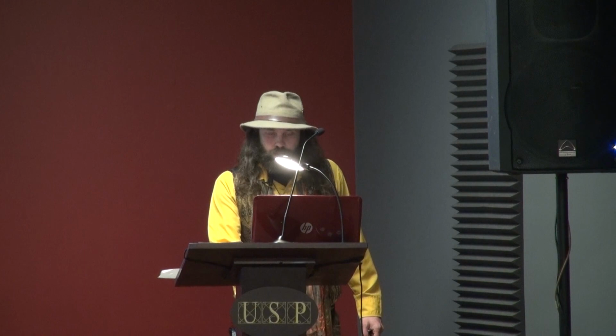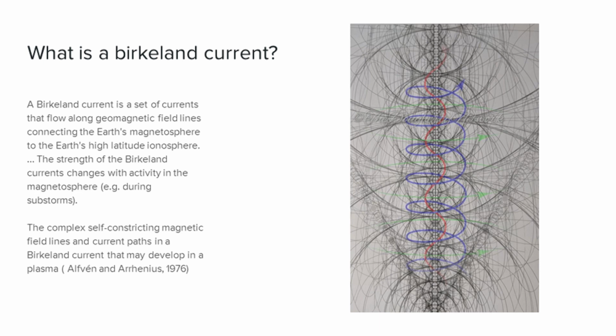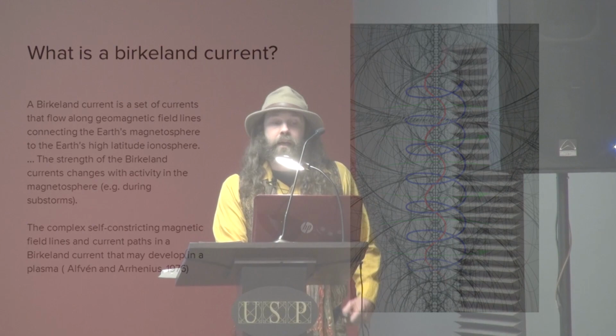A Birkeland current is a set of currents that flow along geomagnetic field lines, connecting the Earth's magnetosphere to the Earth's high latitude ionosphere. The strength of the Birkeland current changes with the activity of the magnetosphere during substorms. So the complex self-constricting magnetic field lines and current paths in a Birkeland current may develop in a plasma. This was all developed by Hannes Alfvén in 1976.